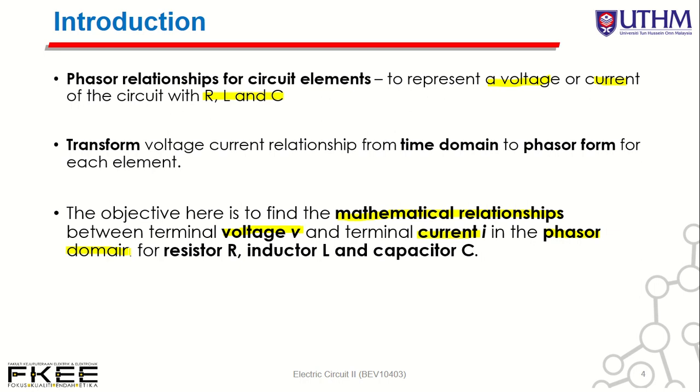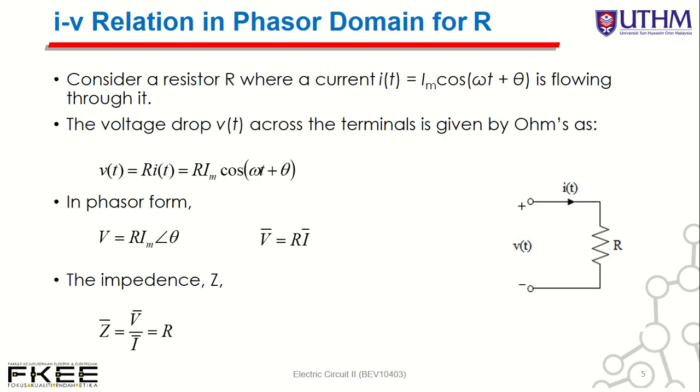For resistor, inductor and capacitor, first of all we look at the I-V relation in the phasor domain for R. Let's say we have a circuit element R connected to a voltage source. Of course we have a current. Let's say the current i(t) equals Im cos(omega t plus theta). The main purpose of this analysis is to determine the I-V relationship. The voltage drop v(t) across the terminal is given by Ohm's law.